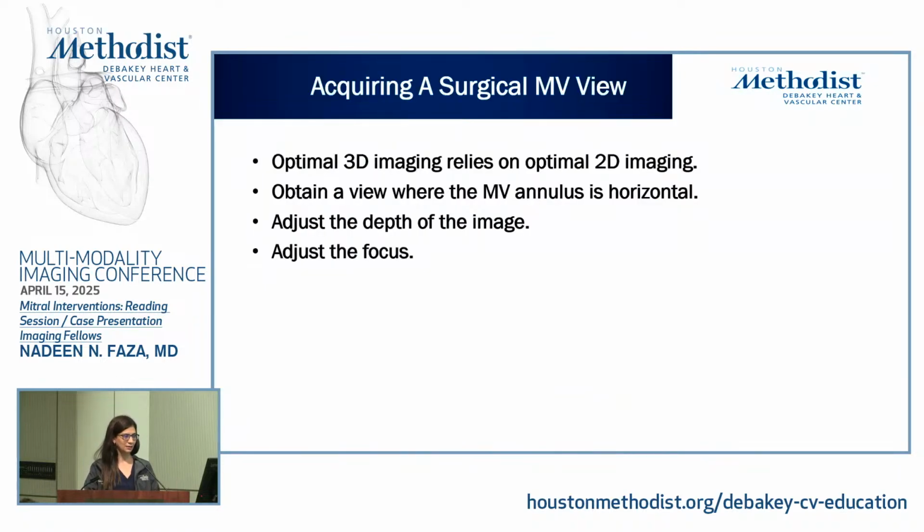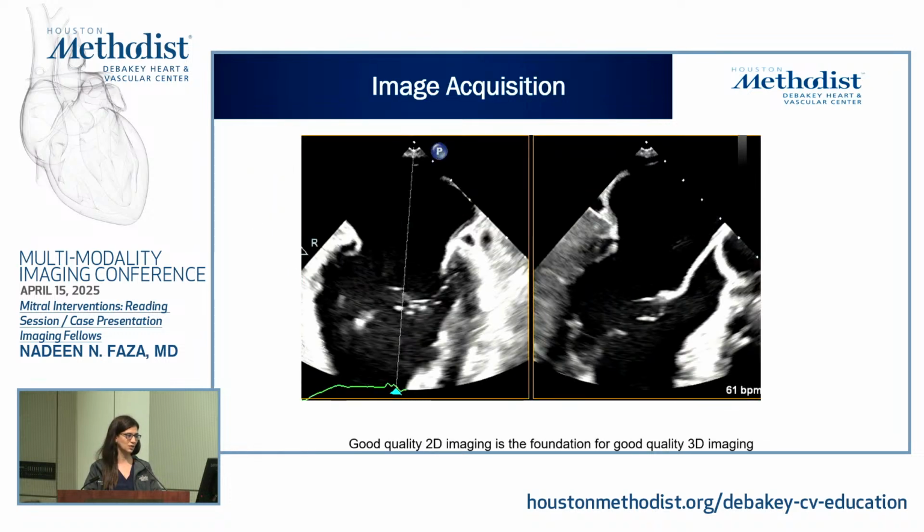And like Dr. Tang and Dr. Little emphasized, you want to get optimal 2D imaging to get optimal 3D imaging. So 3D imaging is not the solution to poor 2D images. You want to make sure that the annulus is horizontal. You want to adjust the depth. So you don't need to see the whole ventricle when you're doing your 3D view of the mitral valve. You only need to see up to the leaflet tips. You want to adjust the focus so that you're focusing on your mitral valve.